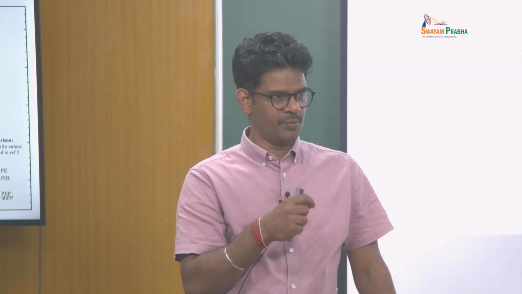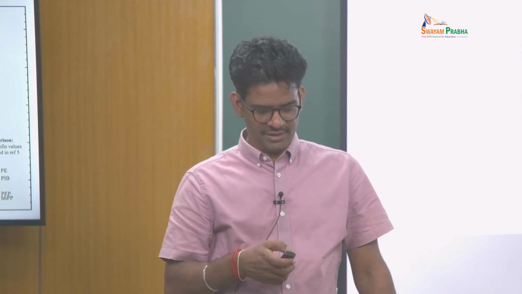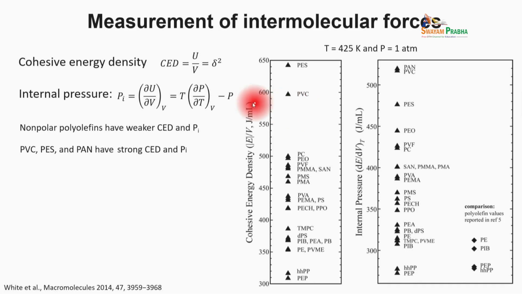I had it in my slide. Yeah, it has a dipole. It had a very strong dipole moment, right, between H and Cl. So because of this very high dipole interaction, you have a high cohesive energy density here, right?